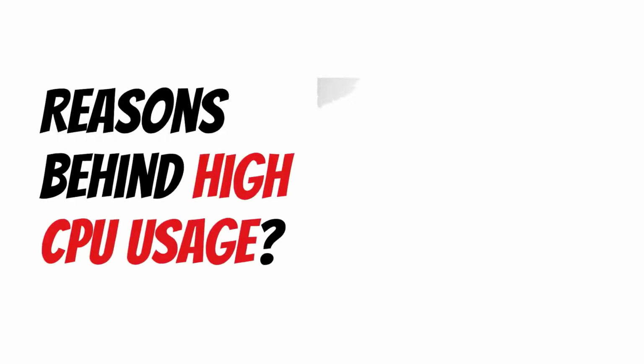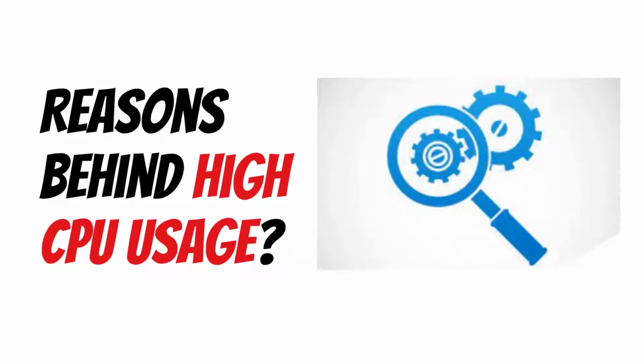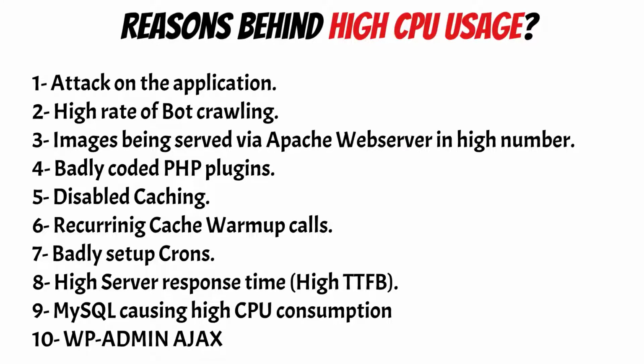There are some well-known reasons behind high CPU usage, which are: first is attack on the application. Second is high rate of bot crawling. Third is images being served via Apache web server in high number. Fourth is badly coded PHP plugins. Fifth is disabled caching. Sixth is recurring cache warm-up calls. Seventh is badly set up crons.